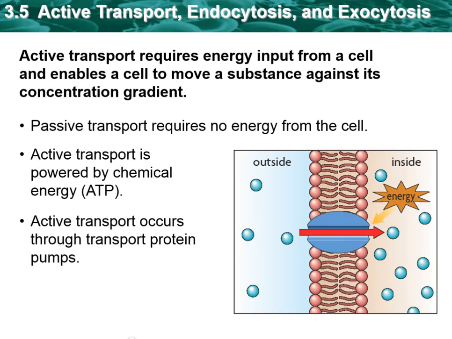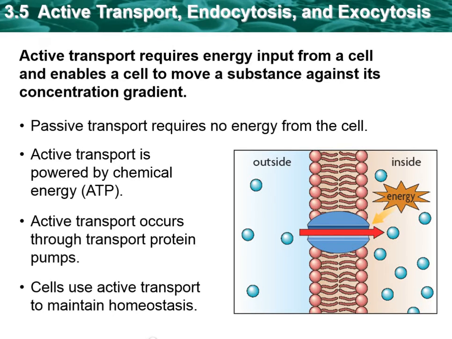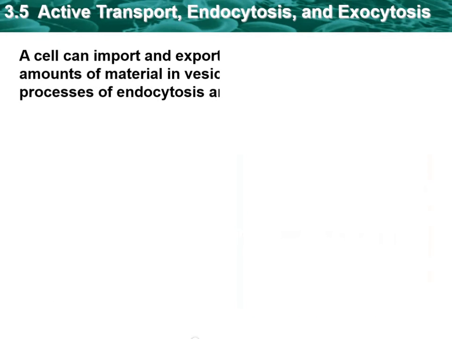So active transport occurs through transport protein pumps, and cells use active transport to help maintain homeostasis. So when it needs to move things around that normally don't want to move, it will be able to do it through active transport.